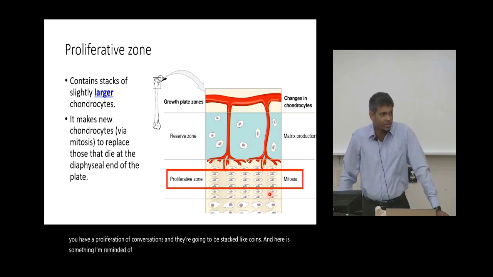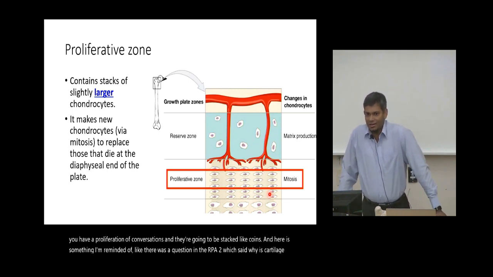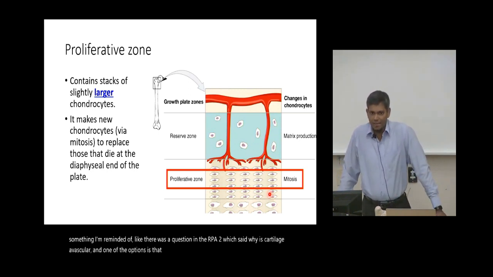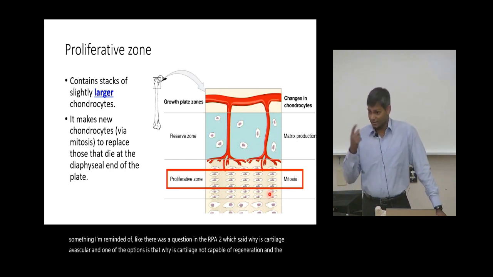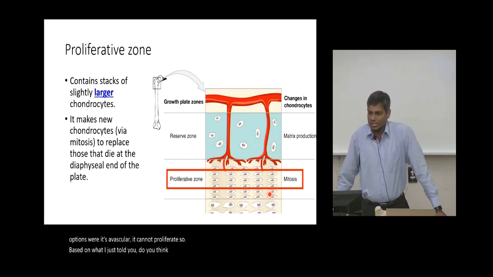And here is something I'm reminded of. Right? There was a question in the RPA2 that said, why is cartilage avascular? And one of the options is that why is cartilage not capable of regeneration? And the options were it's avascular, it cannot proliferate. So based on what I just told you, do you think chondrocytes can proliferate? Yes or no?